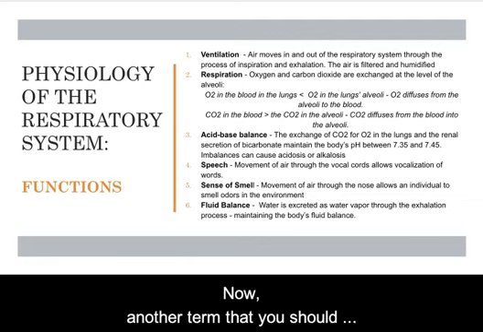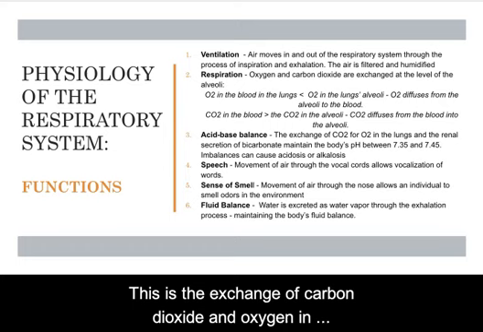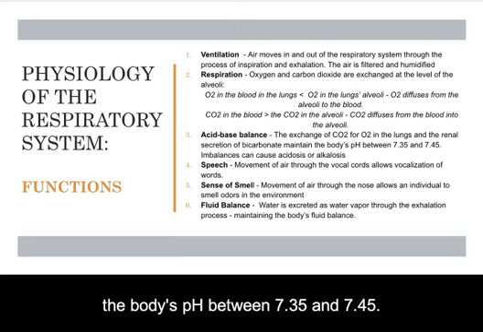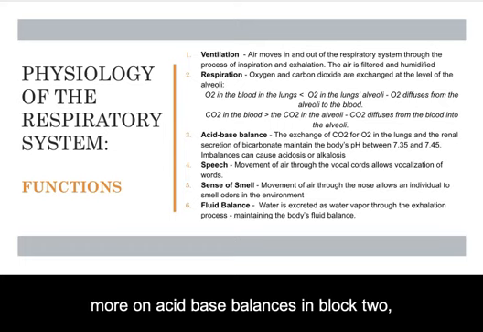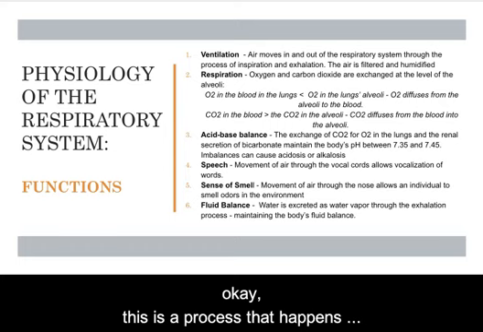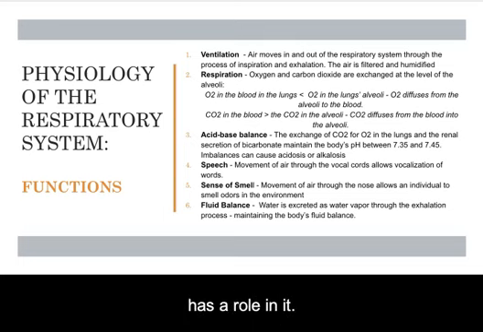Now, another term that you should be familiar with as well is acid-base balance. This is the exchange of carbon dioxide and oxygen in the lungs and the renal secretion of bicarb to maintain the body's pH between 7.35 and 7.45. Now, you will cover more on acid-base balance in block 2, but it's good to just be familiar that this is a process that happens in the body, and the respiratory system has a role in it, right?